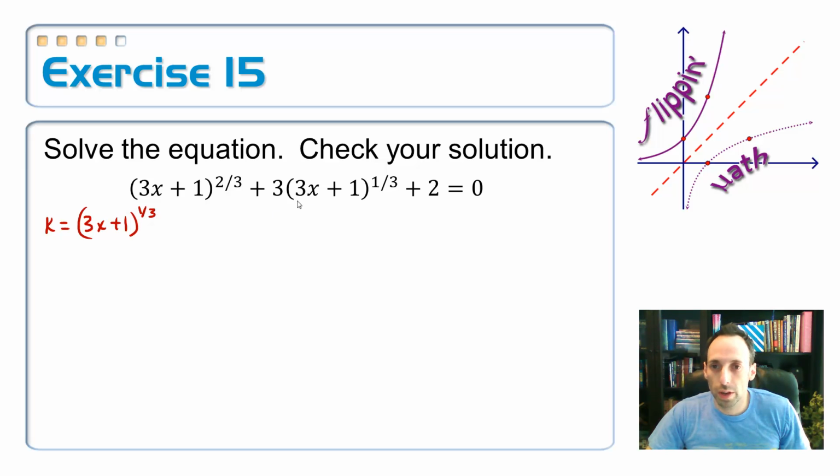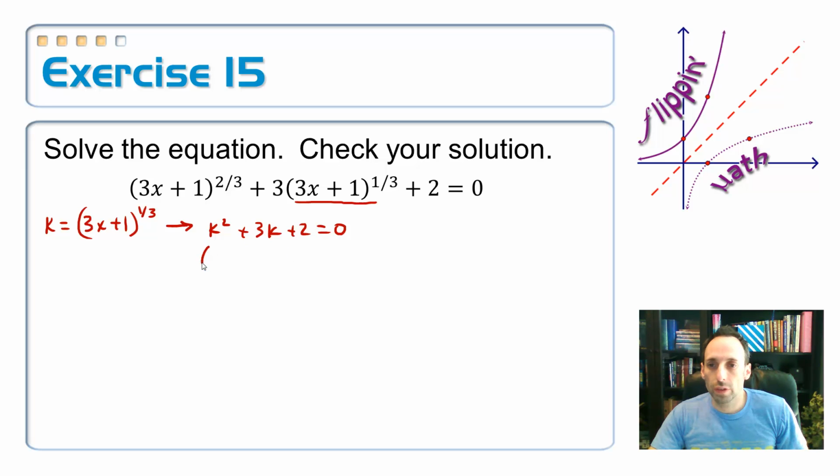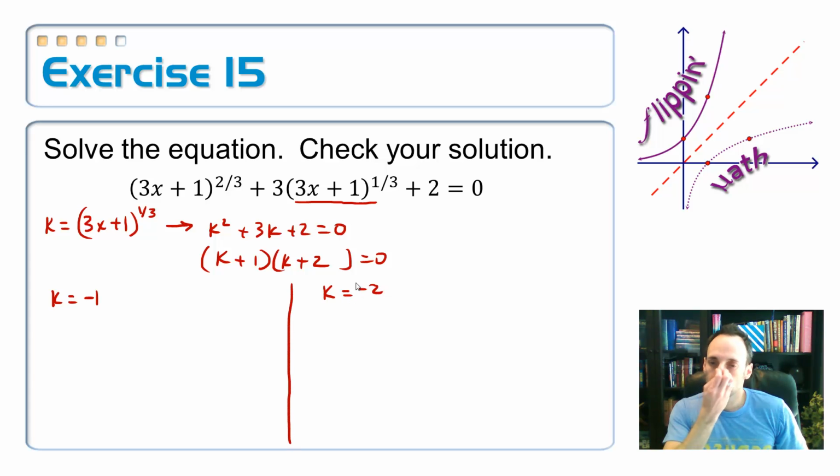So you always take whatever is the middle term there. So that makes our equation into k squared plus 3k plus 2. And now it's quadratic, you just factor that thing. So this is going to be a k and a k, and a plus 1 and a plus 2 equals 0. Okay, so then I need to set each one of those things equal to 0. So I'd have k is equal to -1, and I would have k is equal to -2.